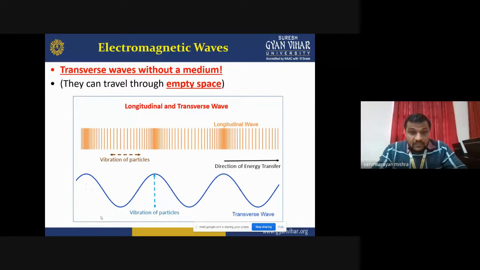It doesn't require any medium. It can travel through space with the speed of light. Electromagnetic radiation is also considered as light. Light is a type of radiation, and it travels with the speed of light. It doesn't require any medium. It can travel through empty space throughout the universe, and its nature is transverse. Transverse means the vibration of the particles in the electromagnetic radiation is perpendicular to the direction of the energy.